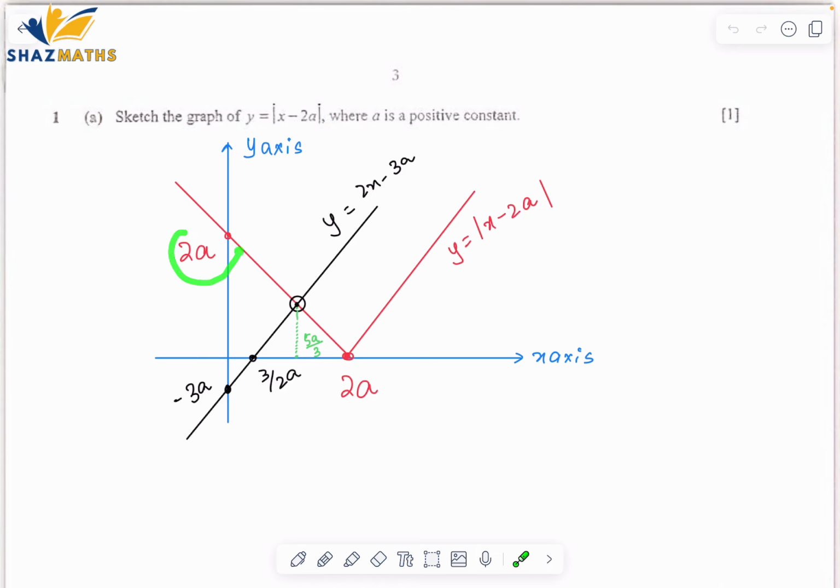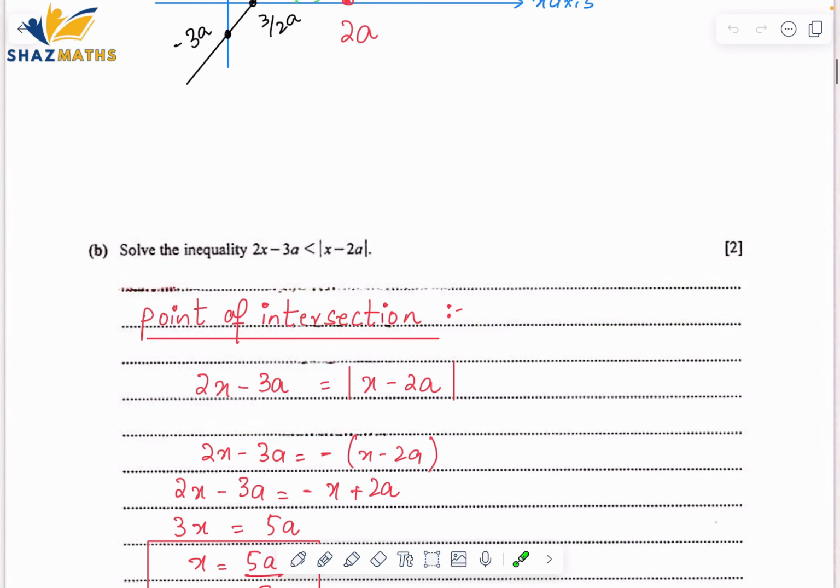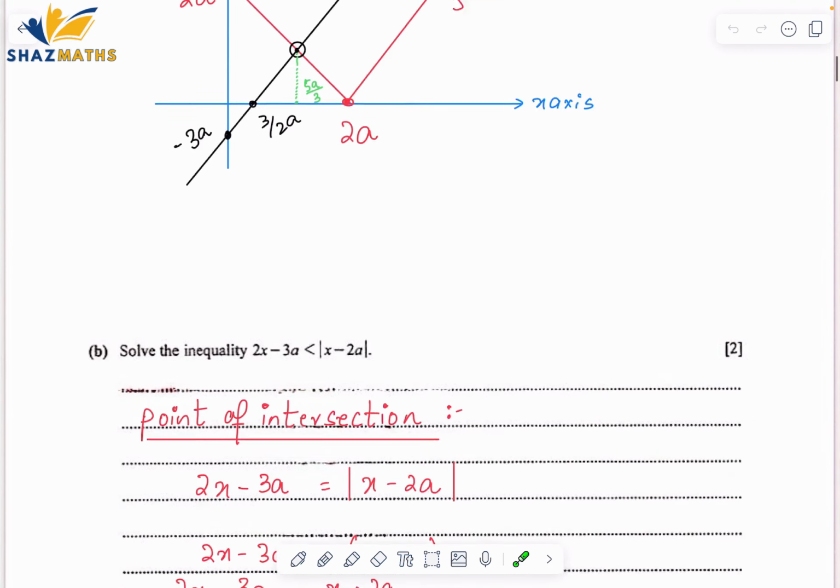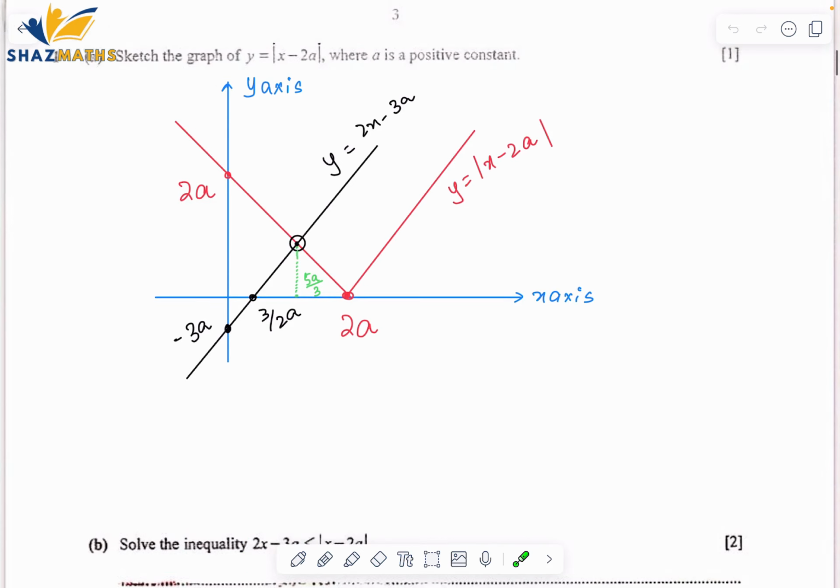How do you find the y-intercept? By putting the value of x as 0, so the graph will be a V-shaped graph. For part B, solve the inequality 2x minus 3a is less than modulus of x minus 2a. First of all, we'll draw this line 2x minus 3a. It will be a straight line, which is shown with the black color. Its y-intercept is negative 3a.